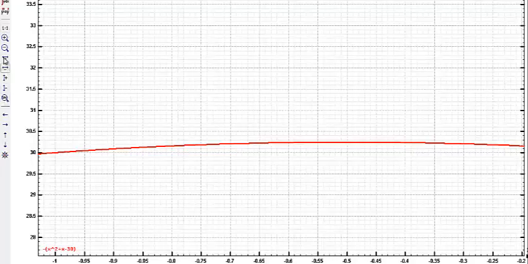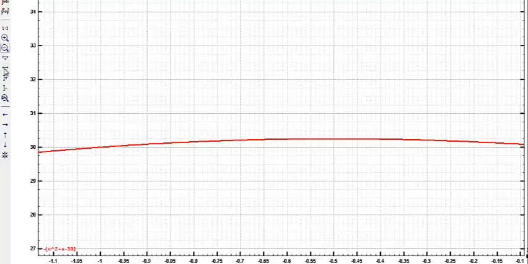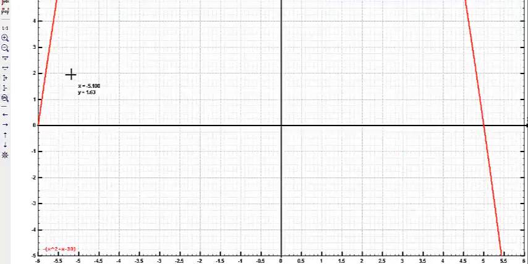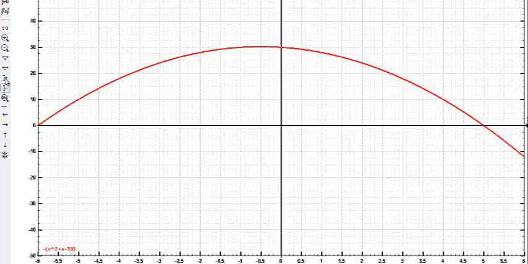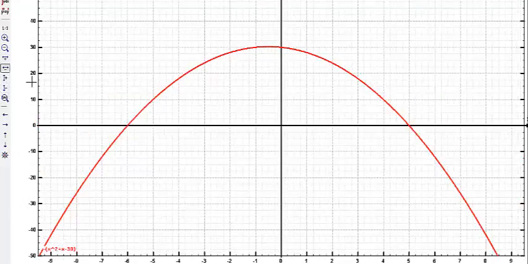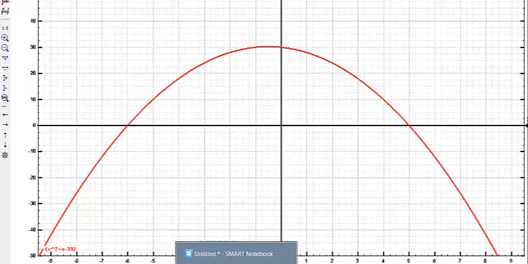And how did I get back to where I want it to be? Let's go there, and I'll zoom out a little bit. Like that. I'll zoom out a little bit in that direction. Okay. So that's the vertex. The intercepts are negative 6, positive 5. The y-intercept is 30. Okay, so that's it for that group.